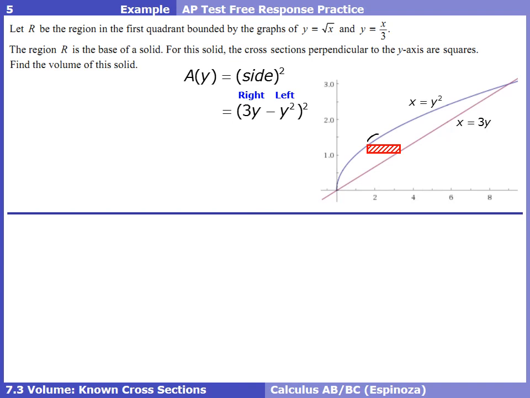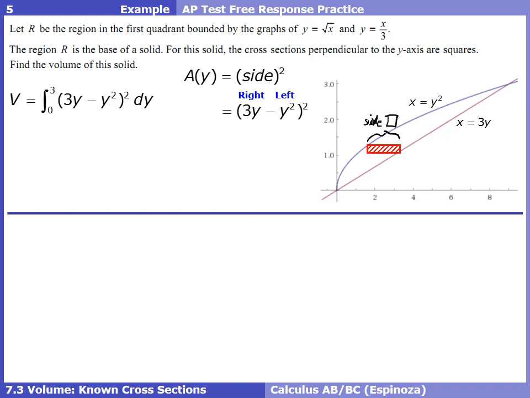Again, remember, this length right here corresponds to the side of one of our squares. And if it corresponds to the side of one of our squares, then we just need to find the length of that representative rectangle. And to do that, when our representative rectangle is horizontal, we'll just do right minus left, and then again, don't forget to square that entire thing. Once we realize that, we're ready to set up this problem.